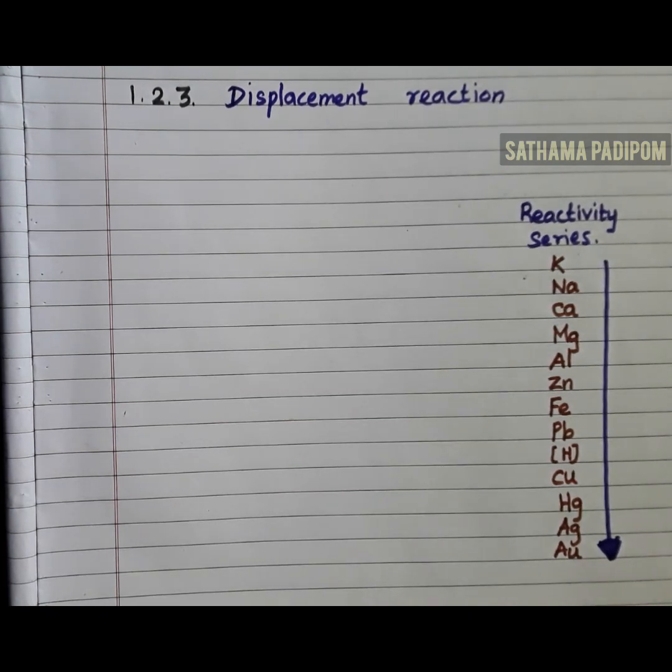Before going to the displacement, we will recall the combination reaction and decomposition reaction. What is the combination reaction? What did we discuss there? When two or more reactants combine together to give a single product, it is called the combination reaction. What is the example we discussed? When calcium oxide reacts with water, it gives calcium hydroxide, and its common name we have discussed.